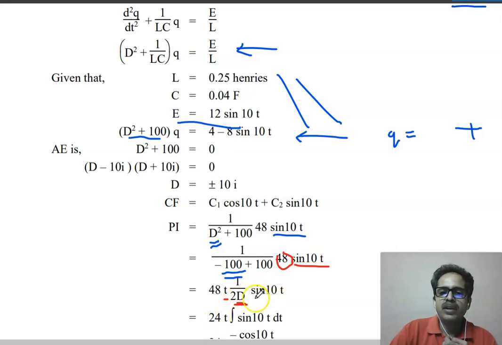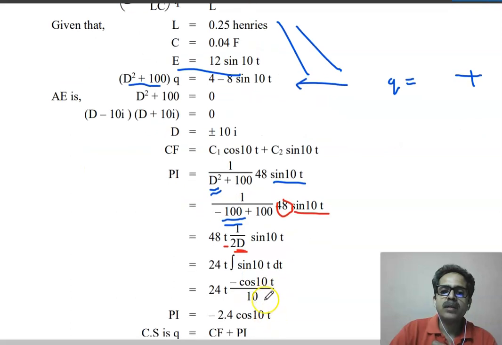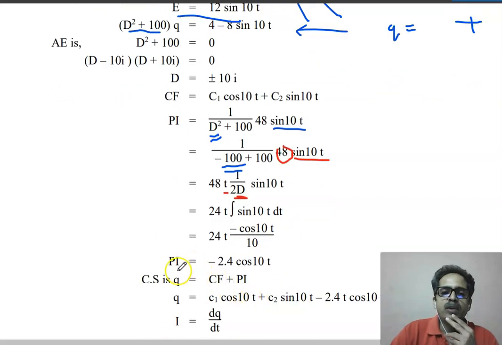When you integrate, 1 by D is left. 1 by D means integration. D for derivative, 1 by D for integration. So the integration of sin 10t will be minus cos 10t by 10. Integration of sine will be minus cos, and like this we obtain the value of PI.